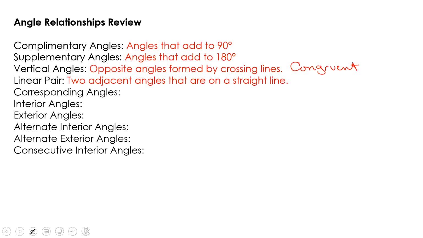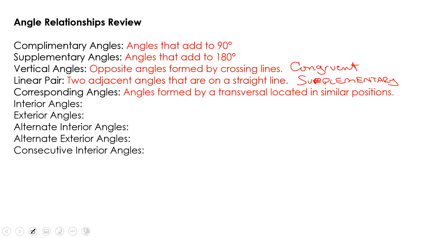Linear pair angles are two adjacent angles that are on a straight line. They share the ray that comes off the line, and the other sides of both angles form that straight line. So they're adjacent, and they form a straight line. These angles here are supplementary.